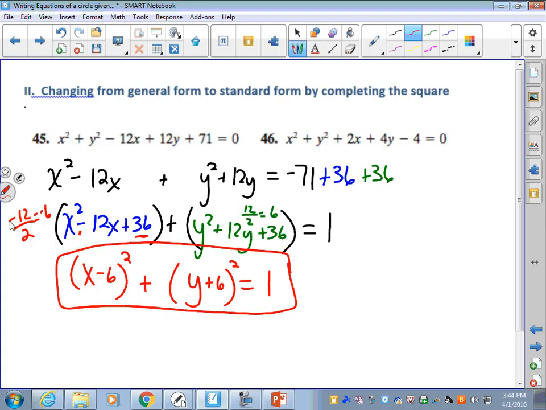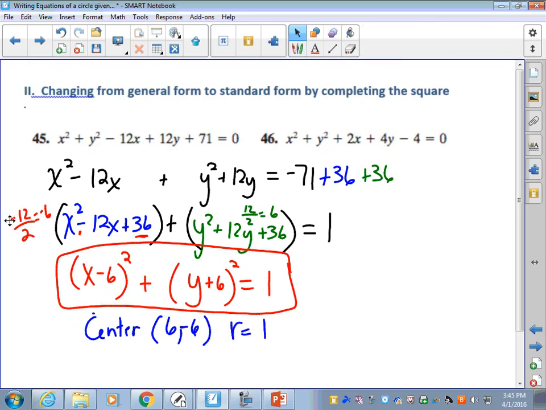It's in the form of (x minus h) squared plus (y minus k) squared equals r squared. So from here, we should see that the center, oops, that's horrible, I apologize, the center of our circle is (6, -6), and the radius is 1. All right, so that should help you.